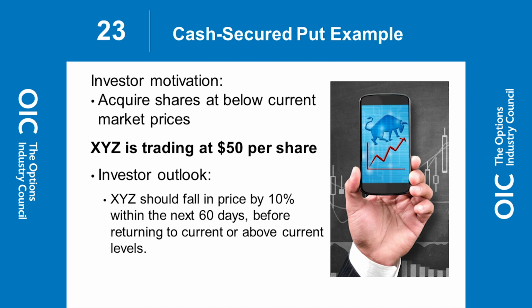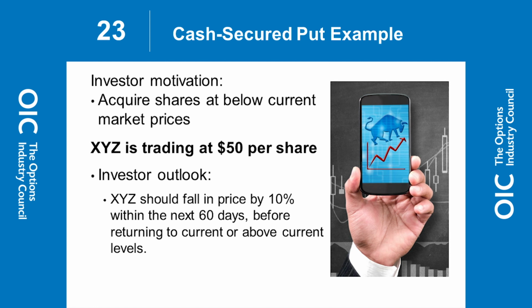So let's go ahead and take a look at this cash secured put in a little bit more detail. Again, motivation and outlook. Our motivation is that we want to buy shares below the current price. And our outlook, this is the important part. The stock's trading at X amount of dollars. We think that due to maybe corporate earnings or something in the market, shares are going to fall, in this case by about 10% within the next 60 days before they rebound. And that's the key there. We think the stock's going to go back up. So we're thinking, you know what, we might be able to buy these shares at a discount.